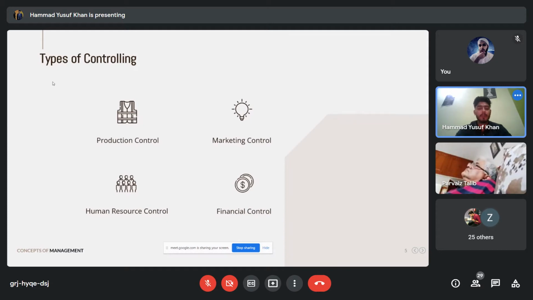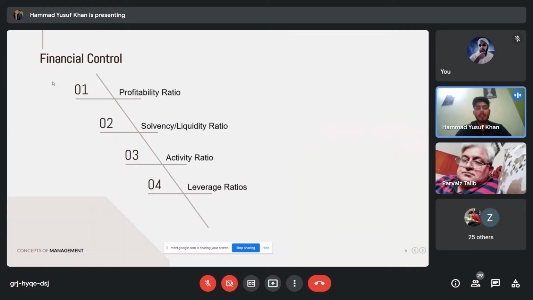The fourth type is financial control. This is the most important element of controlling and monitoring the organization's performance and taking remedial action. It may be done by analyzing a company's financial statements, such as the P&L accounts and the balance sheet. Another key indication of financial control is the ratio analysis approach, which is used on the data in the financial statements. Under financial control, there are types of ratios.